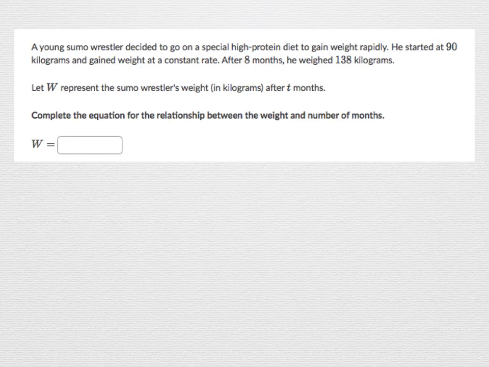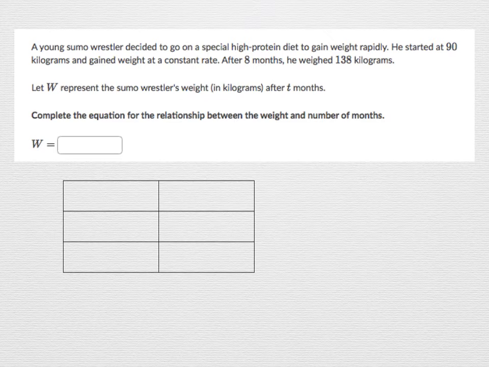Let W represent the sumo wrestler's weight in kilograms after T months. And we are supposed to complete the equation for the relationship between the weight and the number of months. So I notice there's some information that's given, and the information is related to the two variables. The two variables are going to be T, which is the number of months that have passed since the sumo wrestler has begun this high protein diet, and W, which is his weight in kilograms.